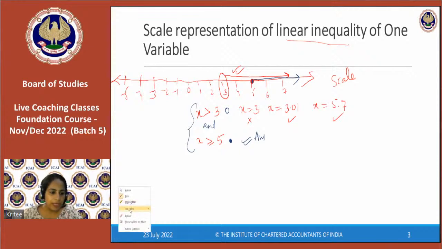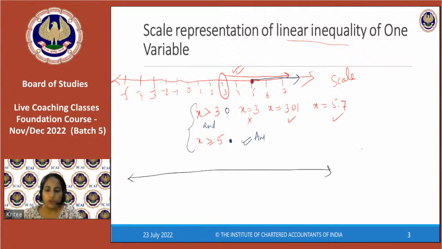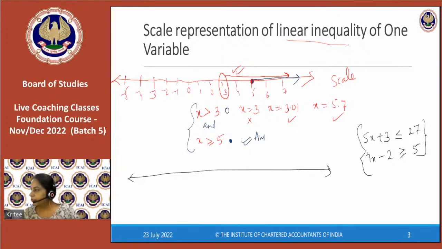Supposedly I have another number line and let's try to solve this. I have this condition: 5x plus 3 to be less than or equal to 27 and 7x minus 2 to be greater than or equal to 5. Give me the answer. For both the conditions, there should be some answer, right? So try to find this answer.